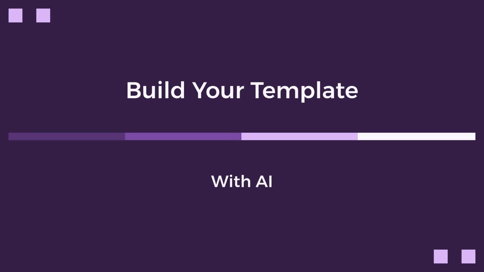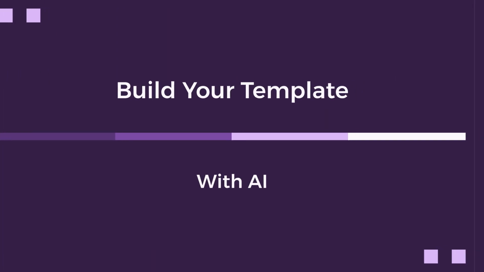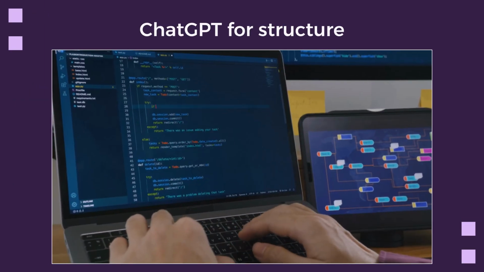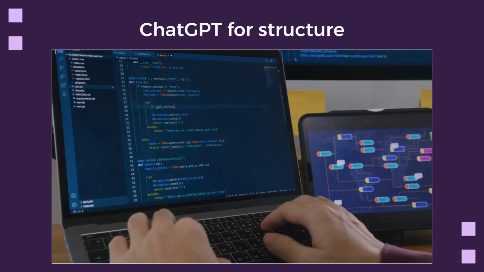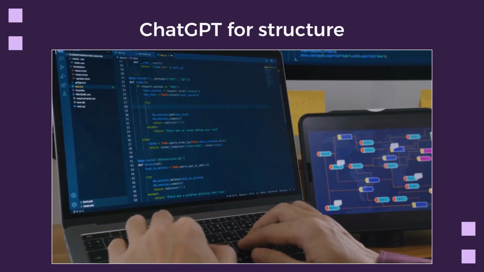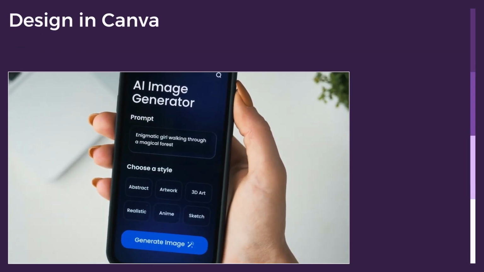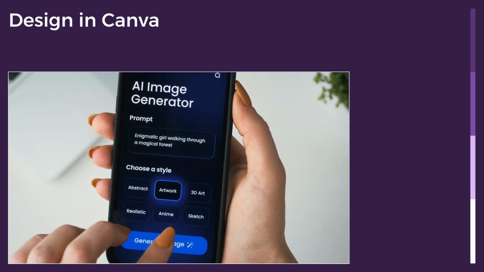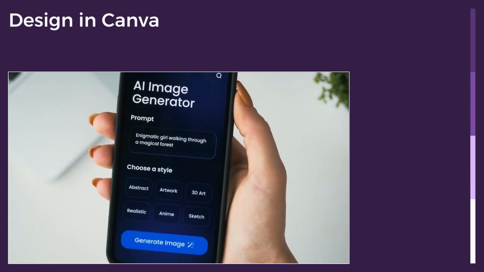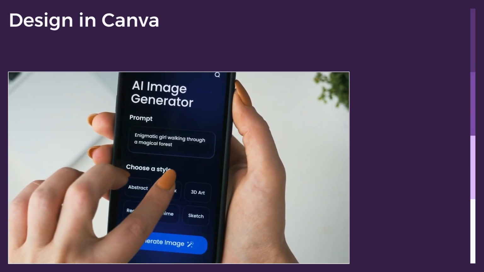Once your niche is set, it's time to build your template. And this is where AI truly shines. Start with ChatGPT. Ask it to create the structure, labels, and instructions for your template, making it clean and beginner-friendly. Copy ChatGPT's content into Canva. Choose a clean layout, add icons, adjust spacing, and export as a PDF or editable file.